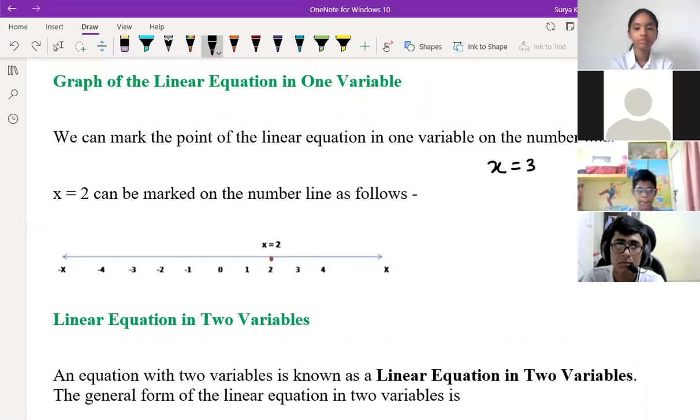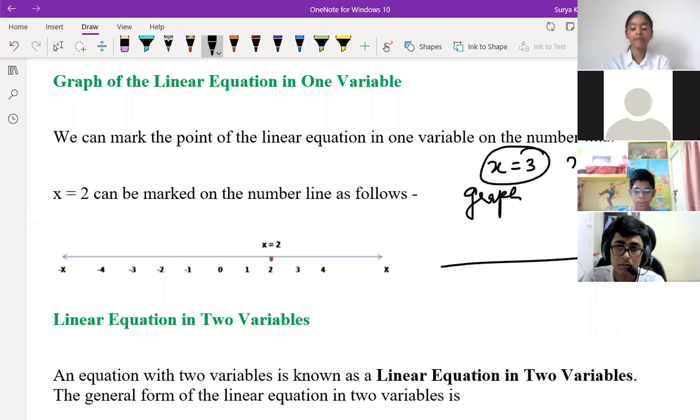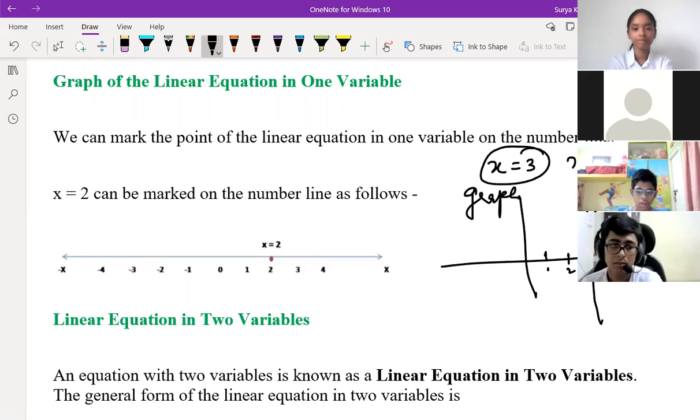But if they ask to draw the graph of x is equal to 3, graph of this, so what should you do? x is equal to 3, where does it come? 1, 2, 3. So you should draw the graph like this. This is a graph for what? x is equal to 3. And this is nothing but what? Parallel to y-axis. Yeah, parallel to y-axis. So this is the graph.